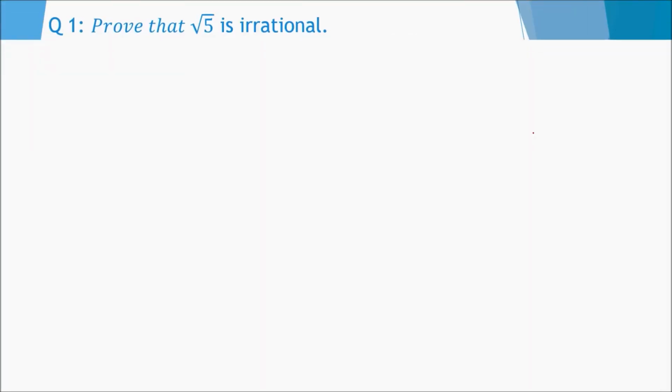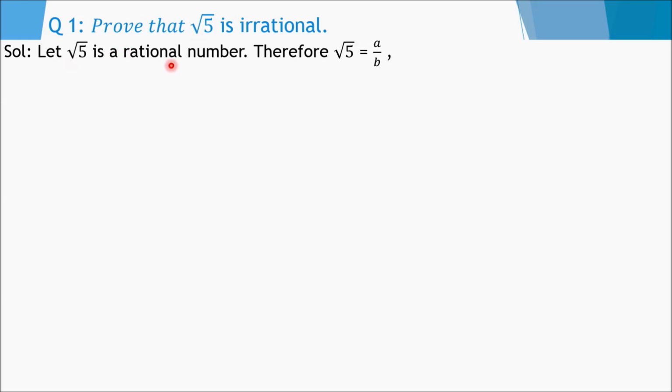Now we will discuss questions of this exercise 1.3, and the first question is: prove that square root of 5 is irrational. We will prove it by contradiction. Firstly we will assume that square root of 5 is rational, and by contradiction we will get the desired result. So let square root of 5 be a rational number. Then by definition we can write square root of 5 equal to a divided by b, where b is not equal to 0.